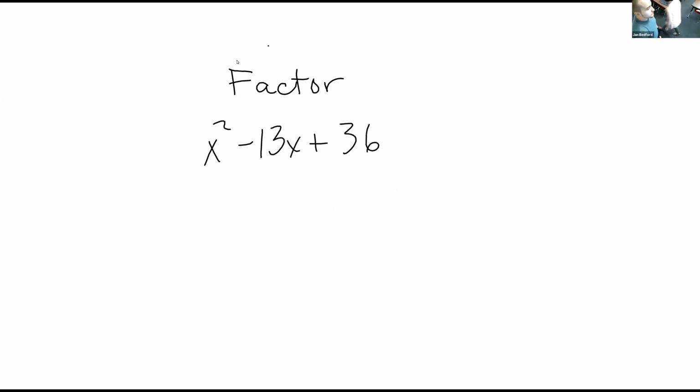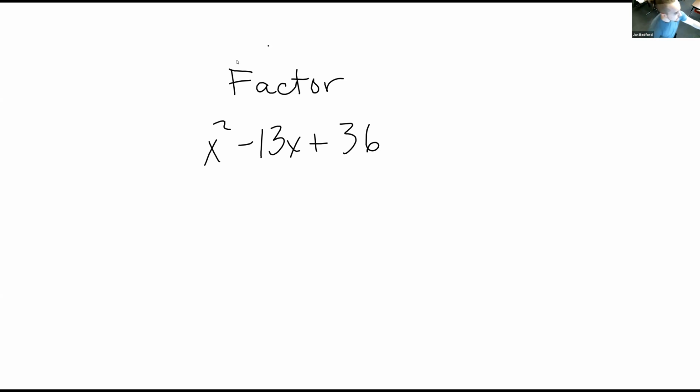Okay, so let's put a different one up here. Let's factor. And this time we'll do x squared. Let's try that one. Okay, so y'all talk it through. Tell him what he should look for first. I'm looking for the common factor. Do I have one other than 1? No. So then you're going to do what?